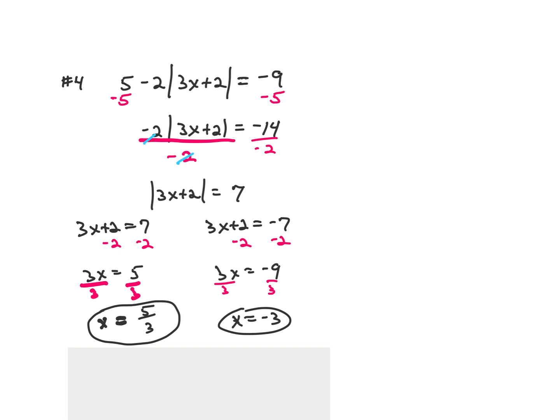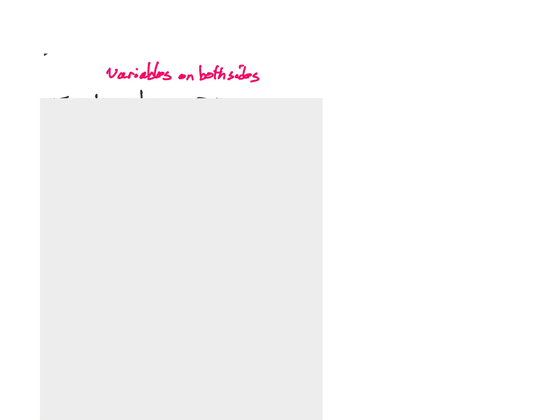All right, last example. Number 5, by the way, on this one, the difference is that we have variables on both sides of the equation, and it does change things up a little bit. So let's take a look. We have the absolute value of 3x minus 10, minus 2, equals 5x. So here's our x on both sides of the equation.